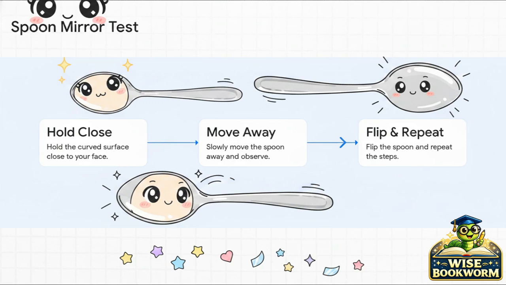I honestly highly encourage you to test this out. Go grab a shiny spoon, hold the inner hollow curve close to your face, and then slowly pull it away. Watch how your reflection shifts. Then flip it over to the bulging side and do the exact same thing. It is such a brilliant, hands-on way to watch the physics happen right in front of you.